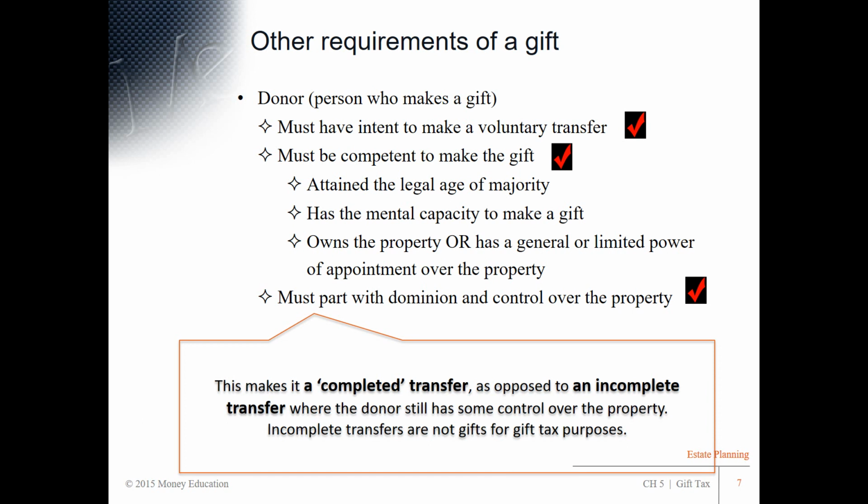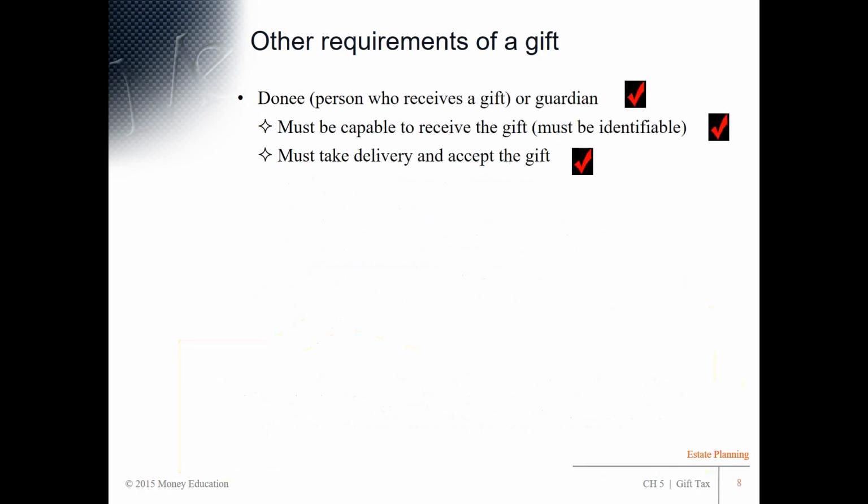And you must part with dominion and control over the property. So, some more legalese: this makes it a completed transfer as opposed to an incomplete transfer, where the donor still has some control over the property. Incomplete gifts are not gifts for gift tax purposes. So if the Smiths had just given Al and Josie the keys to the car, but the Smiths kept title to the car, this would be an incomplete gift. They did some of the things to make it a gift, but not everything. So the Smiths have to give up complete control over the property.